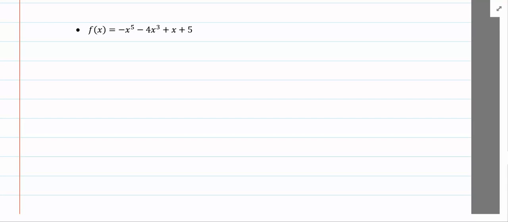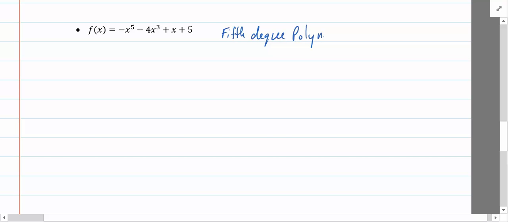Let's take a look at another. Here we have a 5th degree polynomial. Have to call it a polynomial this time because it has more than 3 terms, and we have to call it a 5th degree because we don't have any special names for this. Now what's interesting here is that we have a leading coefficient that is negative, and we have an odd degree.